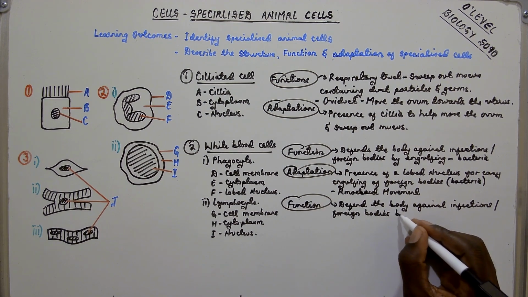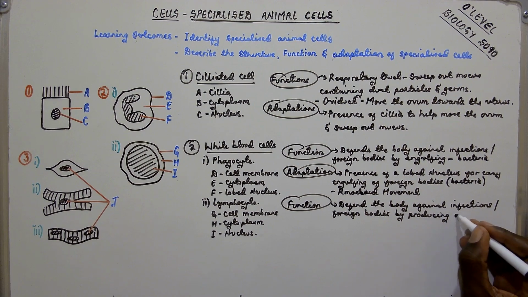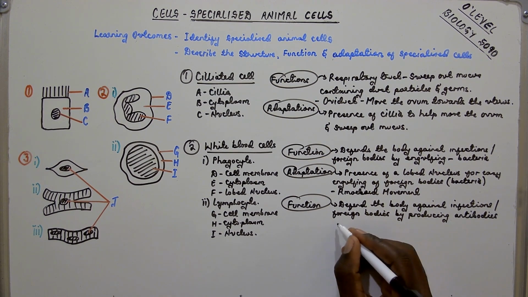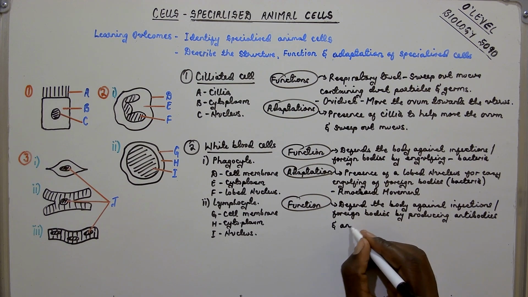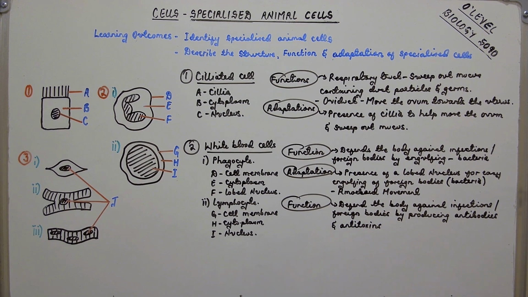Foreign bodies by producing antibodies and antitoxins. Okay, antitoxins. So we have these two things, antibodies and antitoxins. So antibodies will be produced or just released to kill bacteria, whereas antitoxins will be produced to neutralize the germs or just the bacteria that is causing that infection.